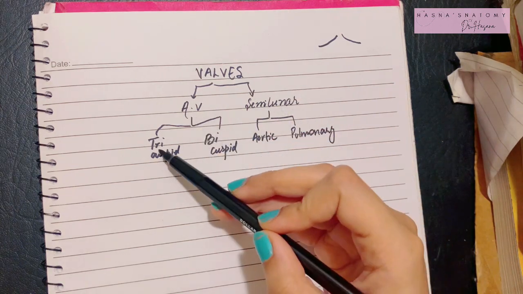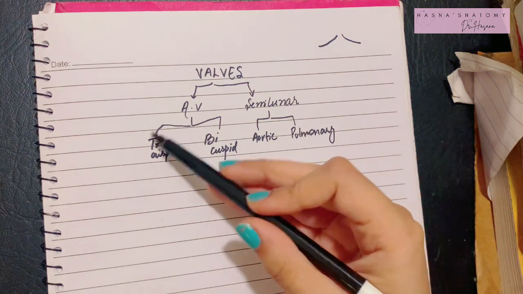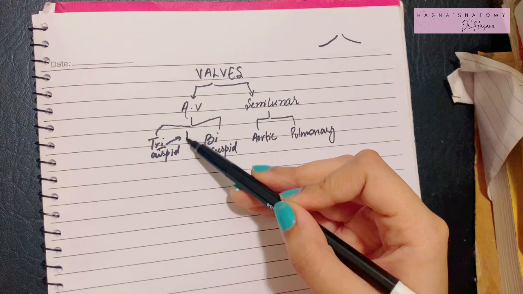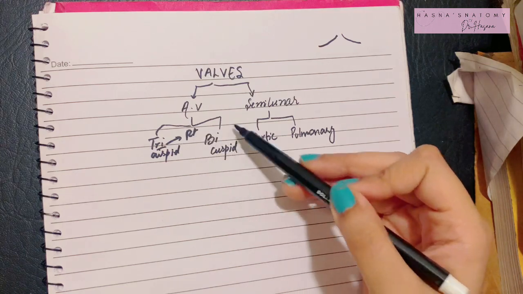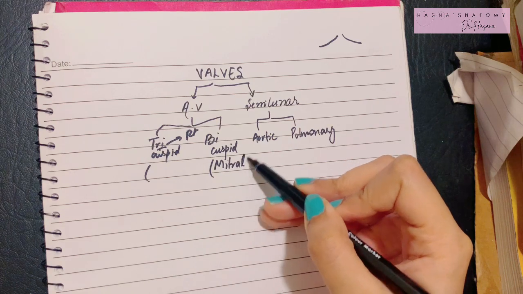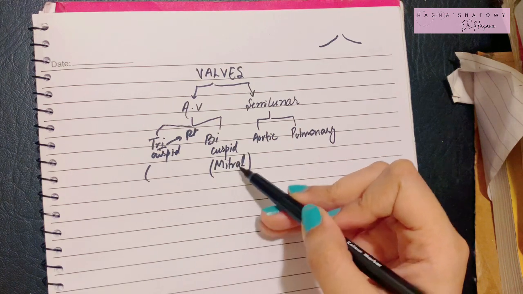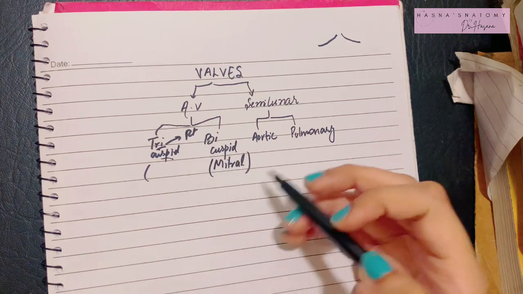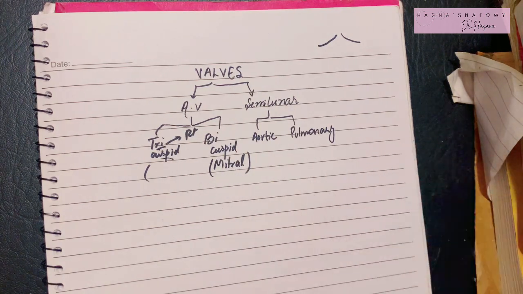The AV valves are two types, the tricuspid and the bicuspid. The tricuspid, as I said, TRI, since it's RI, it's on the right side, while the bicuspid is on the left side. The bicuspid is also known as the mitral valve, the most important valve involved in rheumatic heart disease. So what's the point of saying this is tricuspid and this is bicuspid? It's basically the difference of cusps.